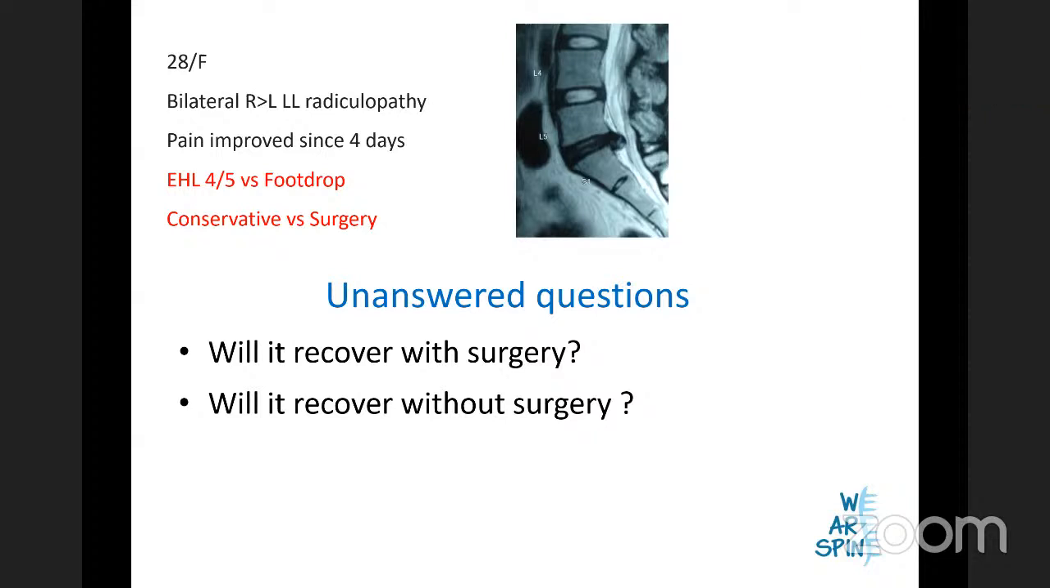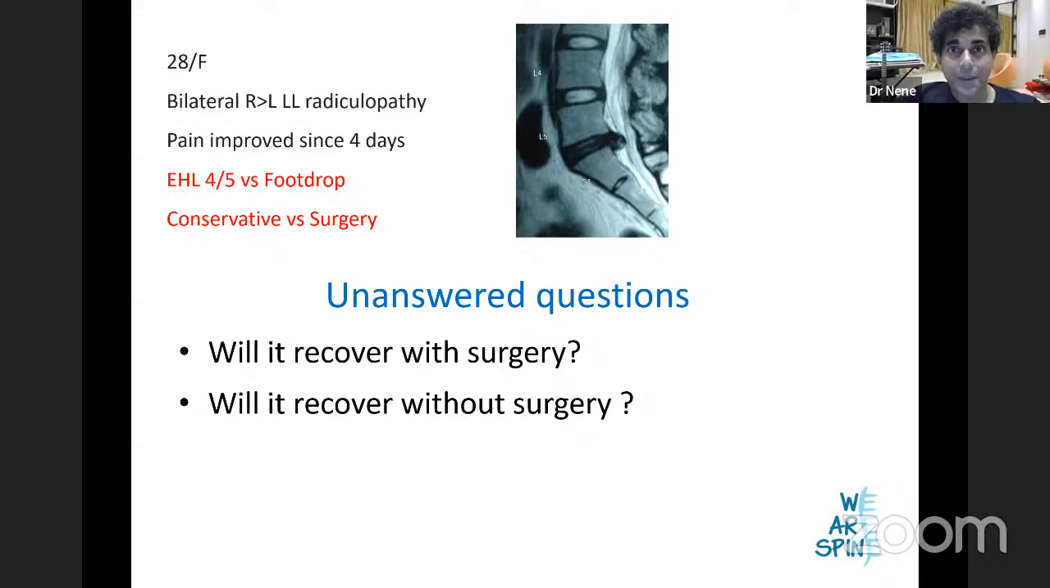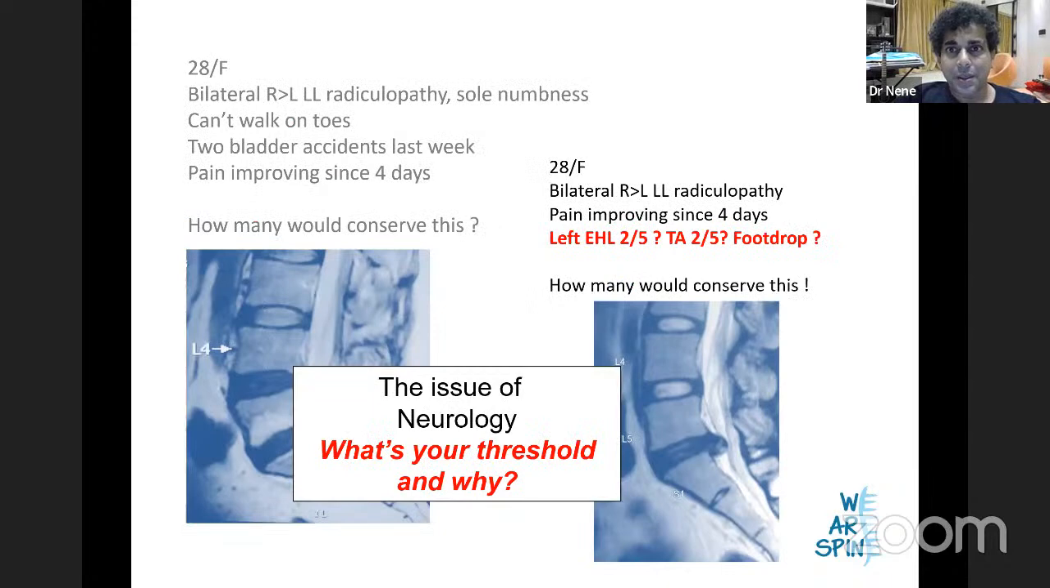If you hear what I'm saying, this person is not in acute pain. So there's one case where there's an acute pain and a foot weakness, but here the pain came and went away on day 4, and he's left with this weakness.